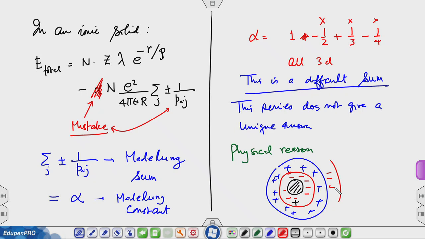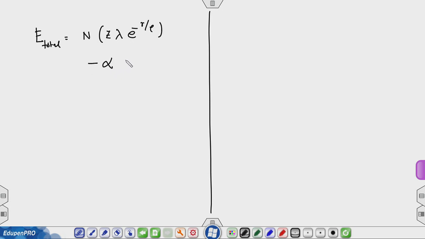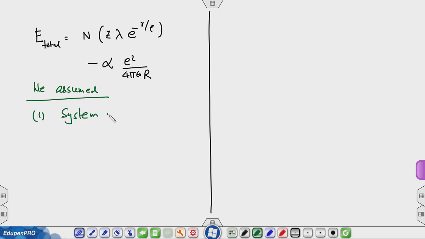And let me just look back at when we derived the expression, what we assumed. When we said that E total is equal to n times z lambda e raised to minus r over rho minus, now I can write alpha e square over 4 pi epsilon 0 r, we assumed one, the system is neutral. And two, there are no surfaces. If there are no surfaces or they are far away, which basically implies there is no surface charge.